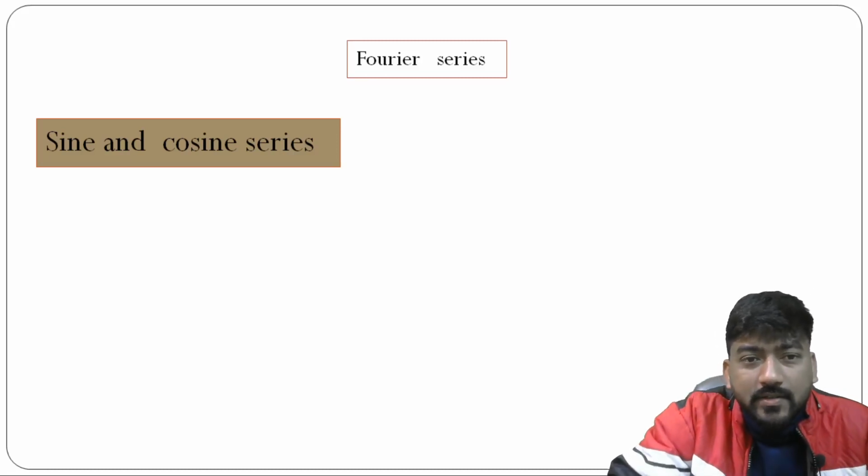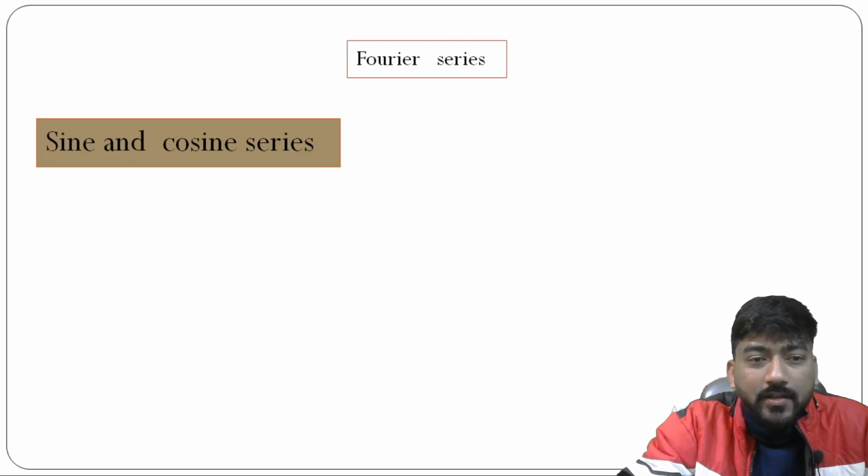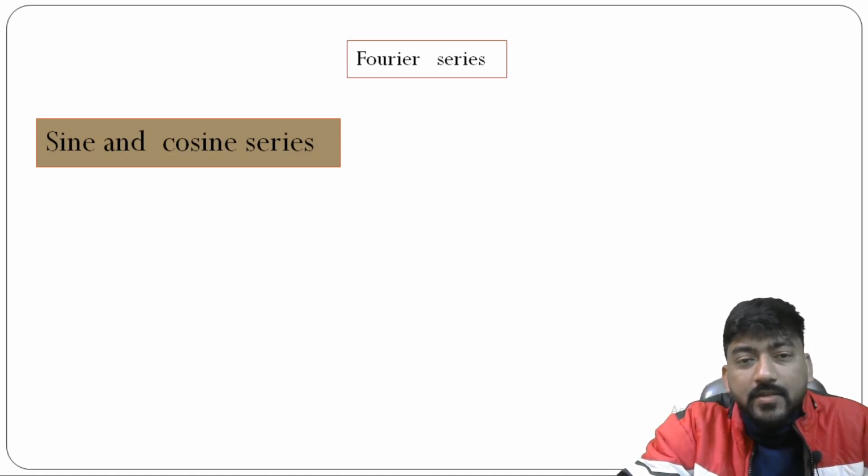So dear students, in the last class I discussed the properties of even and odd functions, and that will be very helpful for this section, that is, sine and cosine series. When you want to expand a function f(x) in terms of Fourier sine and cosine series, the concept of even and odd functions is very much needed here.